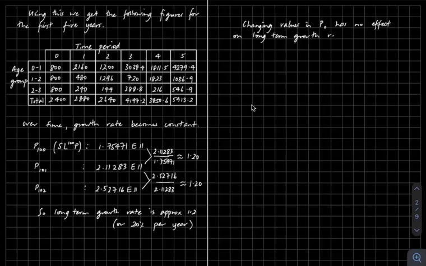And by all means, experiment with this if you like. Pick some different values in P0. The long-term growth rate would still be 1.2. So long-term growth rate is dependent on L and not on P0. So in other words, it's dependent on the survival rates and the birth rates, not on the initial population numbers.